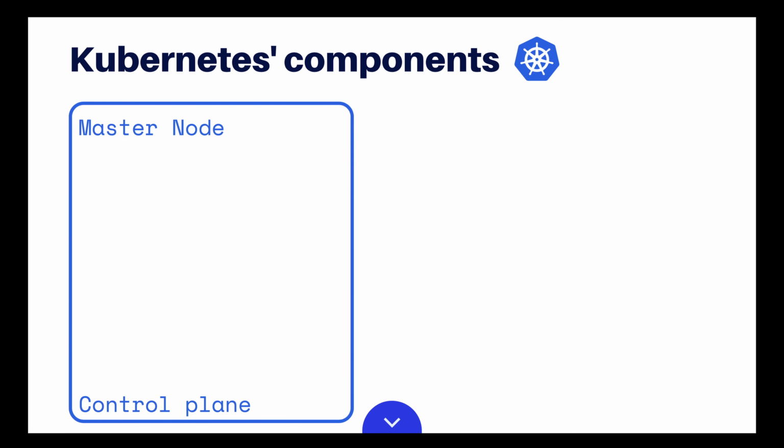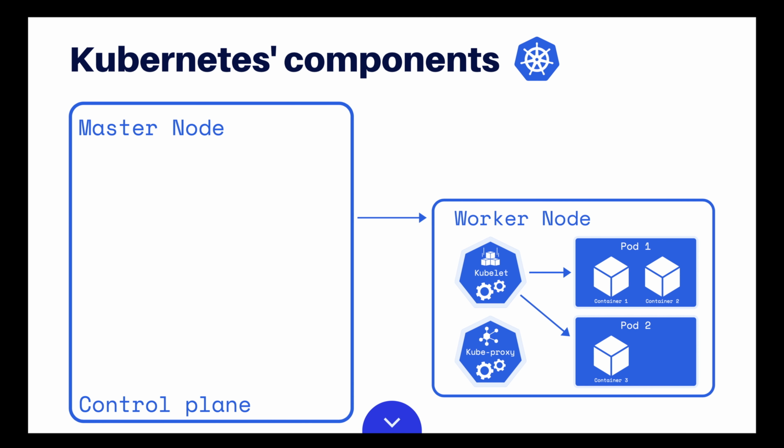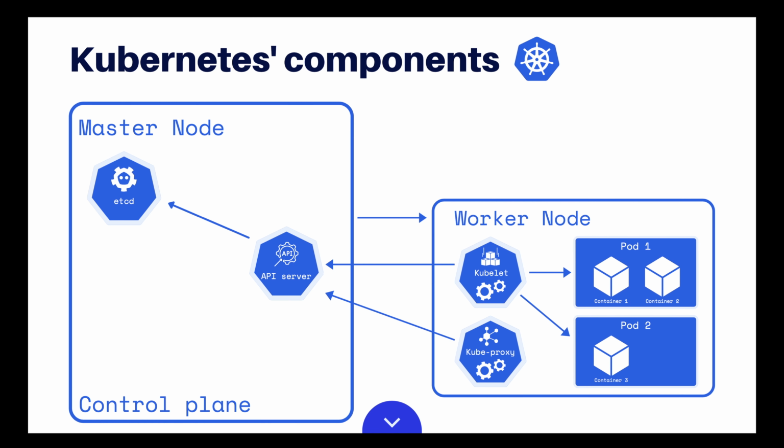The second part of the cluster is a control plane, which runs on the master node. Its responsibility is to manage the worker node and pod of the cluster. The control plane consists of several components with different roles, such as the API server, which is the front end of the control plane. It exposes Kubernetes API to interact with all other components of the cluster. The persistent store etcd, which acts as a Kubernetes backing store for all cluster data.